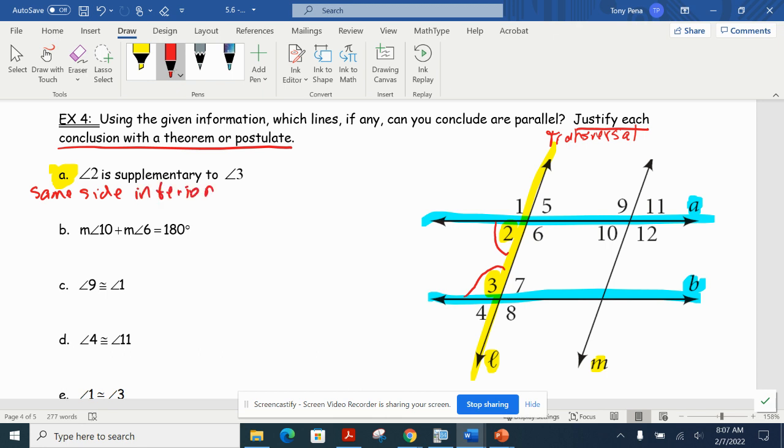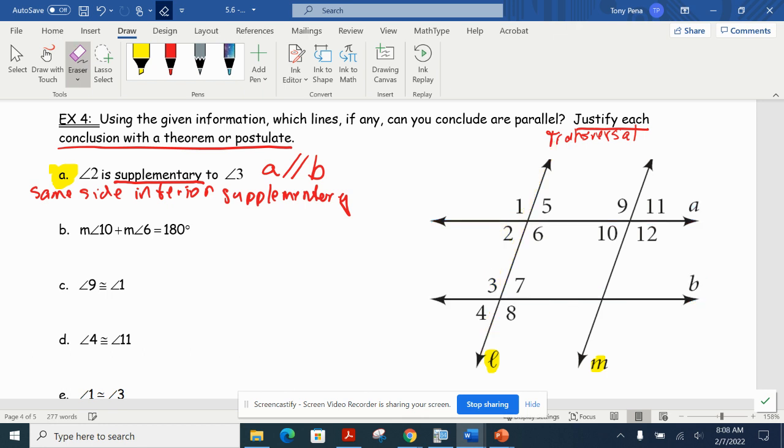Same side interior angles are supposed to be what? Congruent or supplementary? Remember that? Supplementary. Since these are told to you that they are supplementary, then that does say, let's finish that statement off, that we do in fact have parallel lines, and those lines are line A. You're going to use that little parallel symbol, the slanted parallel line segments, is parallel to B. So we're going to say which ones are parallel, and then you are going to state the theorem.